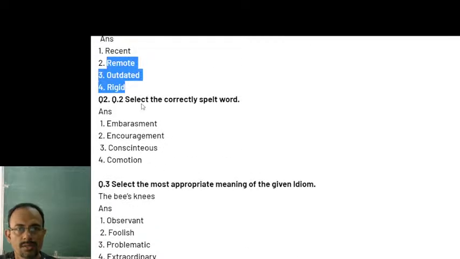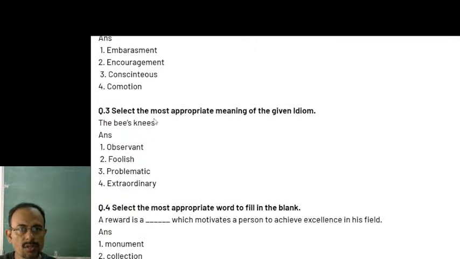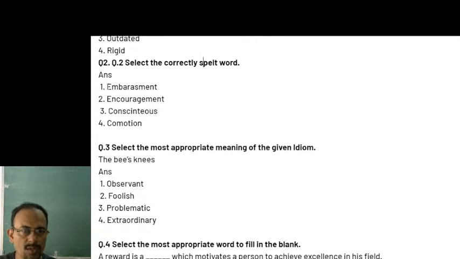Next, select the correctly spelled word. Which one do you think is the correctly spelled word? Is it embarrassment, encouragement, conscientious, and commotion? Which one do you think is the correctly spelled word?